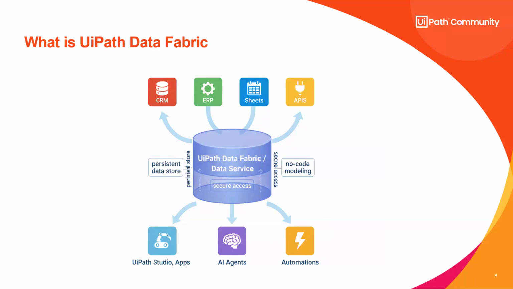So we can use it directly in our studio, also with activities like create entity, update record, query entity, delete record, like that. And also now it support triggers. So we can run automation automatically when a record is created or updated. So in simple terms, we can say that UiPath Data Fabric lets us to manage our enterprise data in one place and ensure every automation work on trusted real-time information.